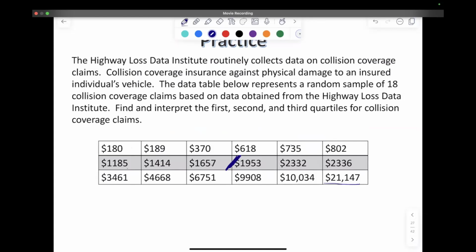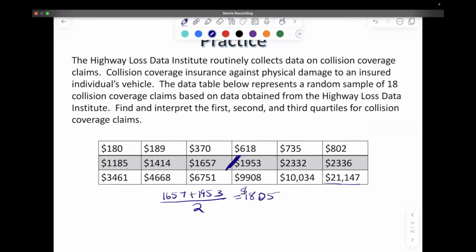So I will do 1657 plus 1953, then divide it in half to get my median. But wait, actually, hold on a second here. I don't want to make you put all of these in your calculator, but I'm going to go back. So this would be 1805.05. And that's dollars. Okay.